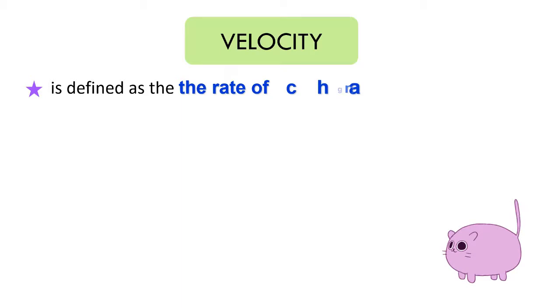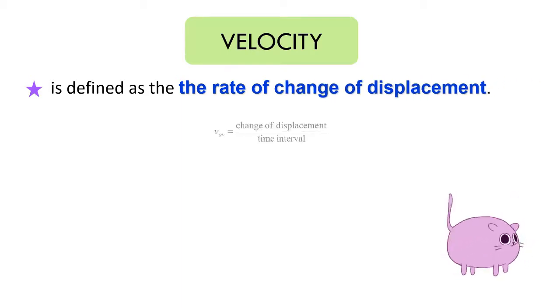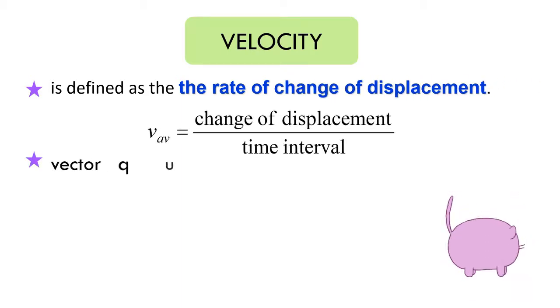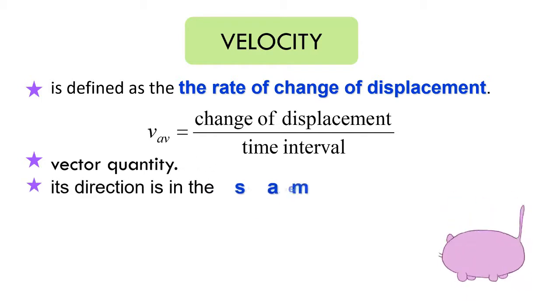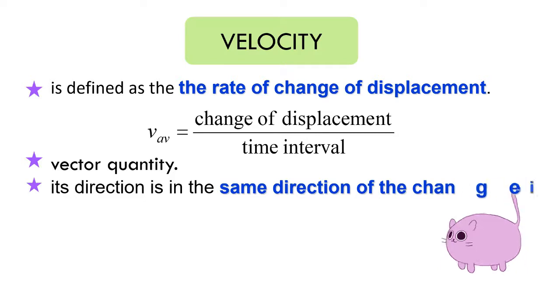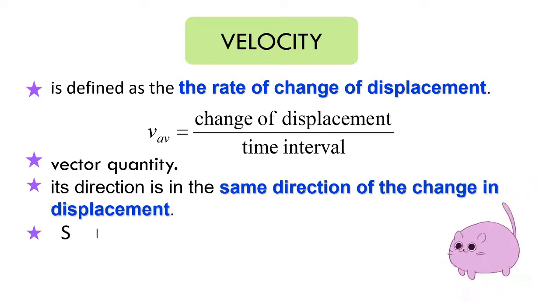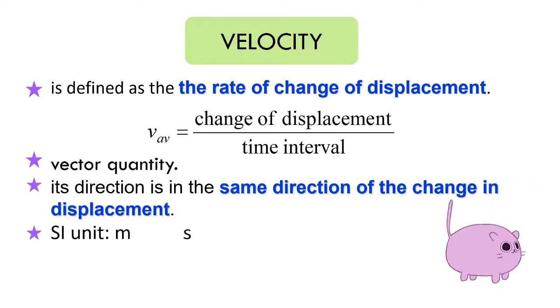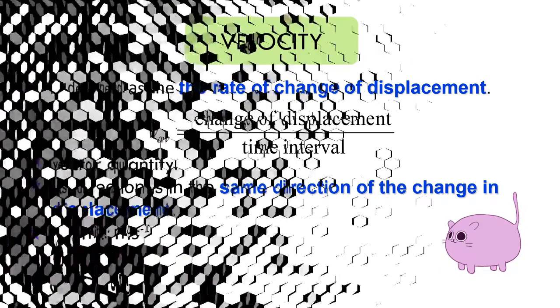Velocity. The velocity of an object states how fast and in what direction the object is moving. Velocity is the change of displacement over time interval. It is a vector quantity. Its direction is in the same direction as the change in displacement. The SI unit is meter per second.